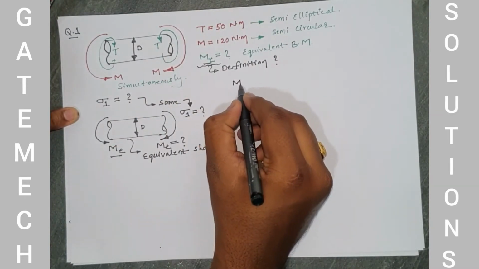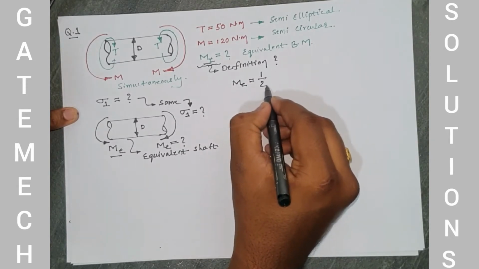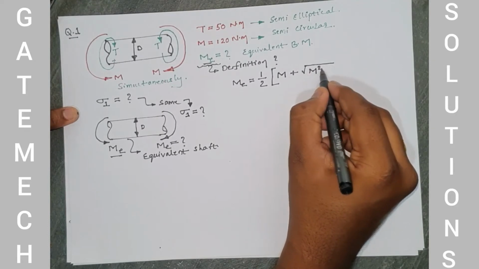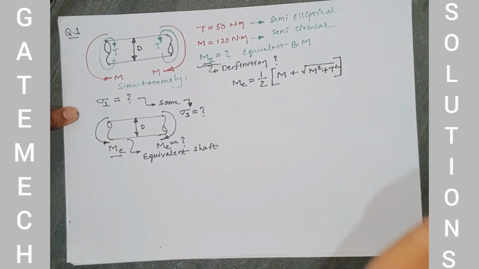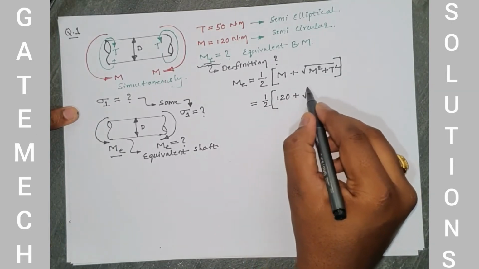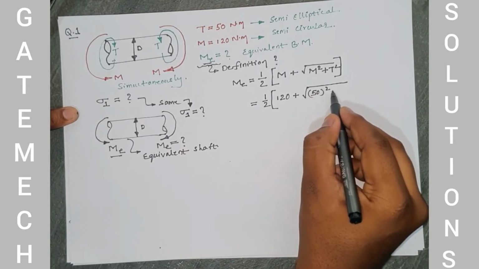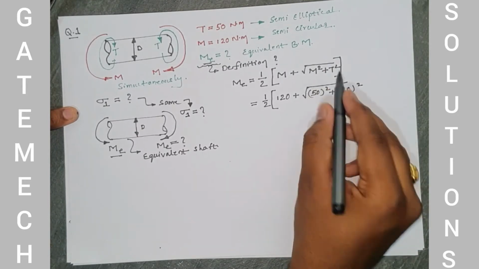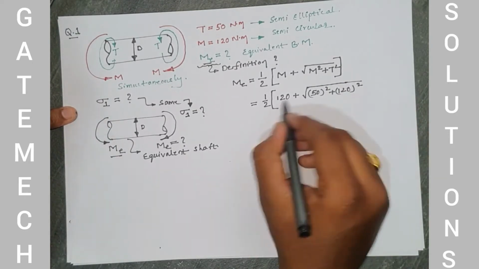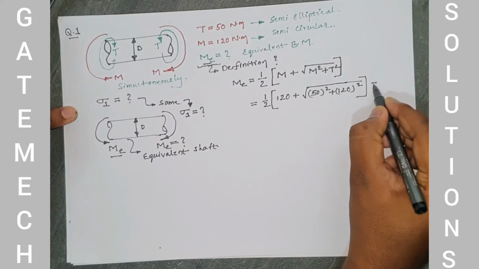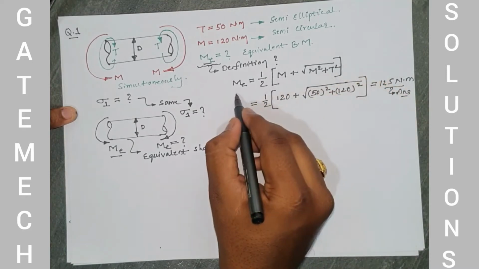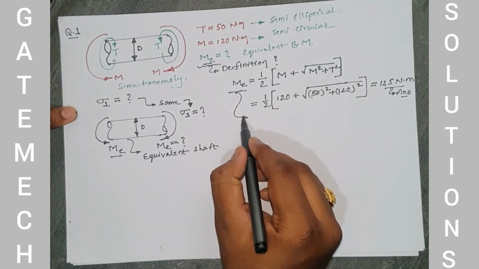To calculate equivalent bending moment, the direct formula you need to know. That is given as half of M plus under root of M square plus T square. If you substitute directly, M as 120 plus under root of 50 square plus 120 square. M as 120, torque T as 50. So this you will get as 130 plus 120, 250, divided by 2. There you will get 125 Newton meter as the correct answer. If you are able to remember this formula, easily we can calculate. Like this, one GATE question was asked.